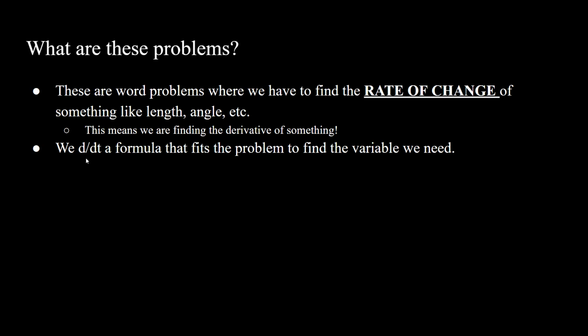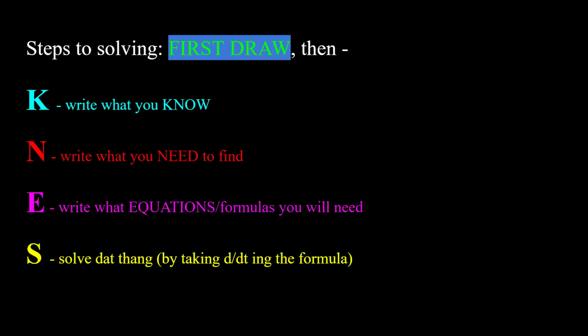But what we are doing every time is we'll do d/dt because it's always with respect to time. That's what rate of change means. A formula that fits the problem to find the variable we need. So it'll make more sense when you see. But the steps to solving: I always use this format for almost any word problem in math. It's always good to use this method. It's KNES. Well, first though, for these, you're going to want to draw what it's like.